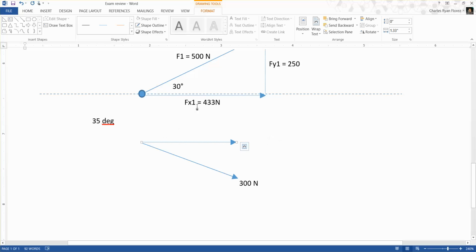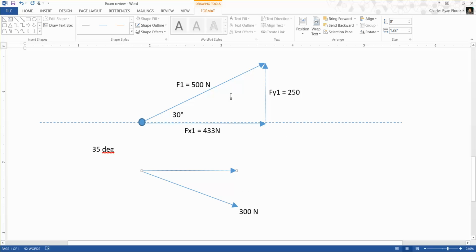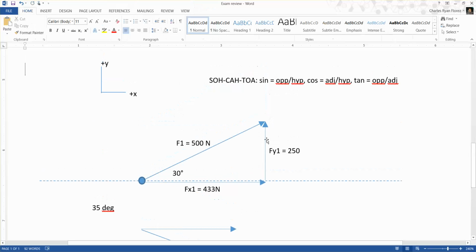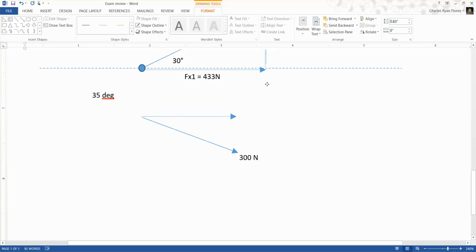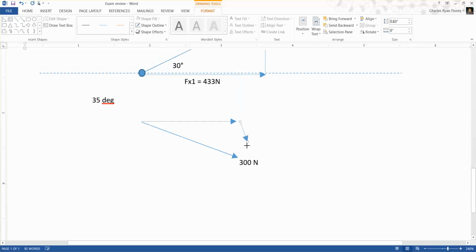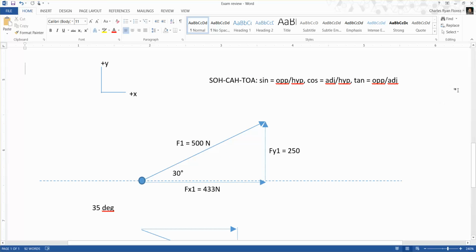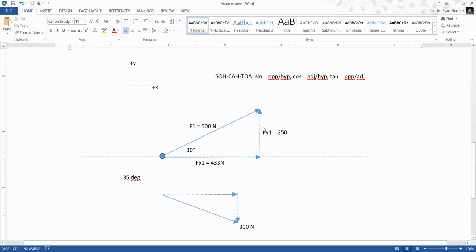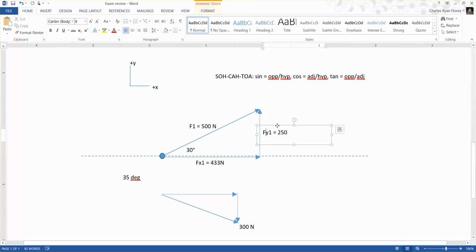Your x component will be in the same direction as the f of x1 value, so these will both be in the same direction. But what won't be in the same direction is your y component. Notice how f of y1 is going in the positive y direction, but f of y2 here is going in the negative y direction.